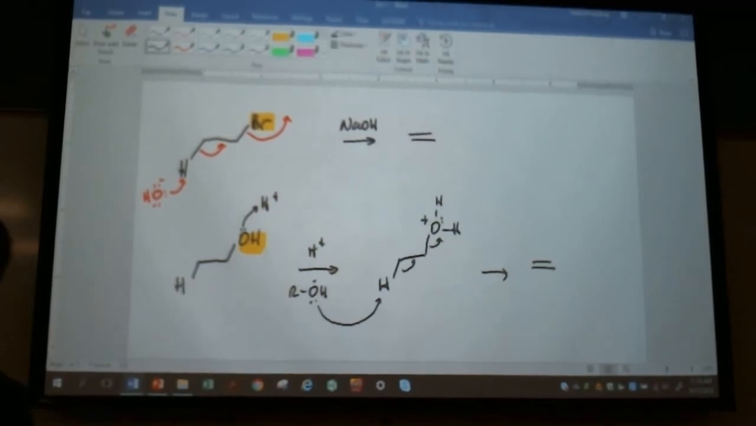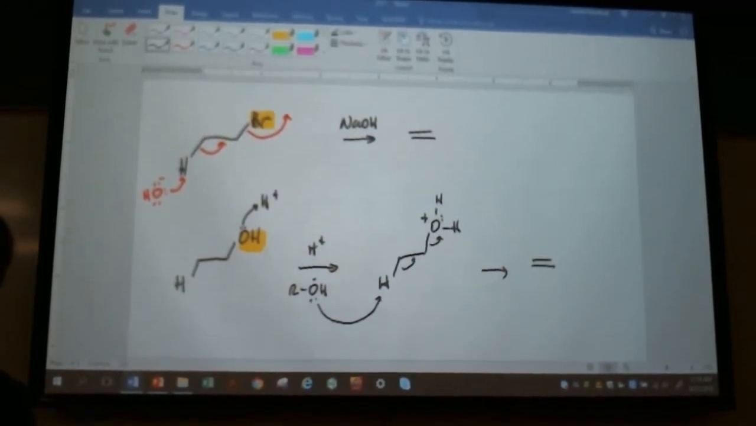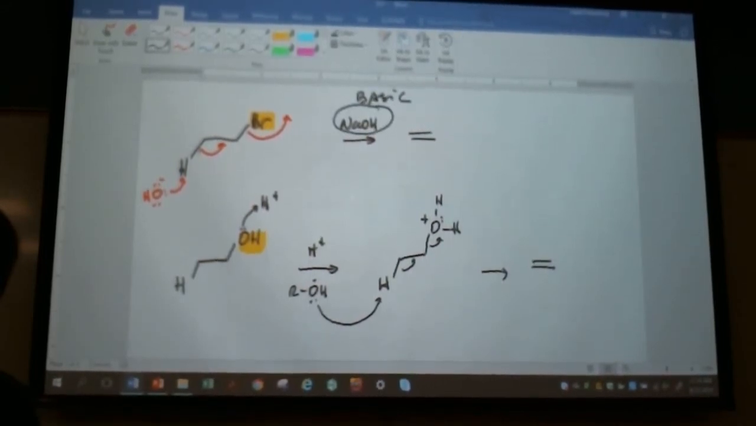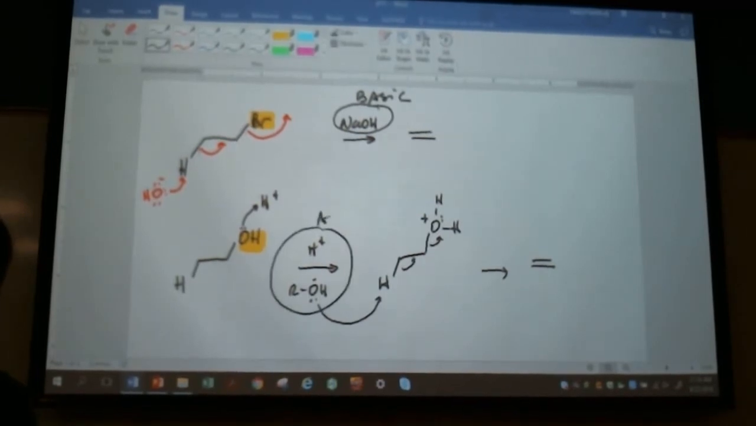I cannot tell you how many of you, given an alkyl halide, put an acid, or given an alcohol, put a base. They're not interchangeable. This is an elimination under basic conditions. This is an elimination under acidic conditions. And they are not interchangeable. Okay?